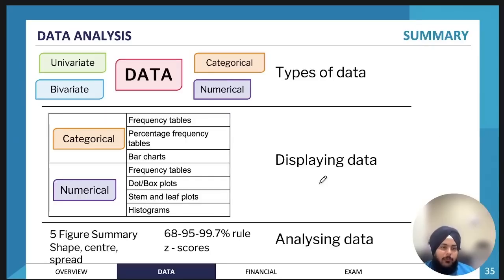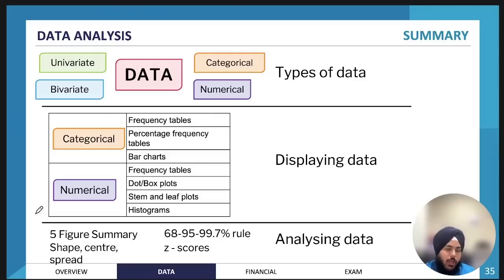So here is just a quick summary of univariate data analysis. We have 4 different types of variables. We can have categorical or numerical variables, and furthermore, we can have nominal and ordinal categorical variables, and discrete or continuous numerical variables. And in terms of data, we can either have univariate or bivariate data. Bivariate we'll come back to in the next block.